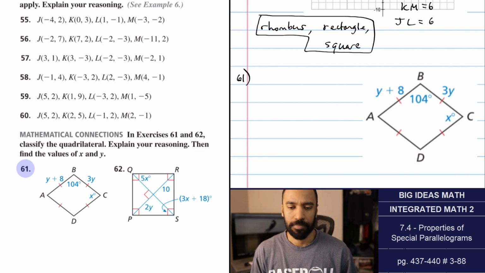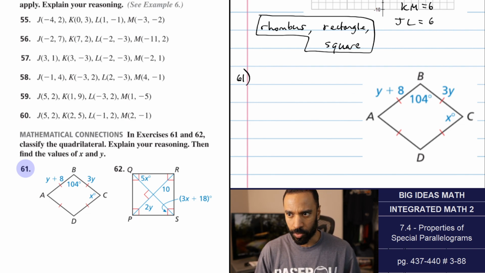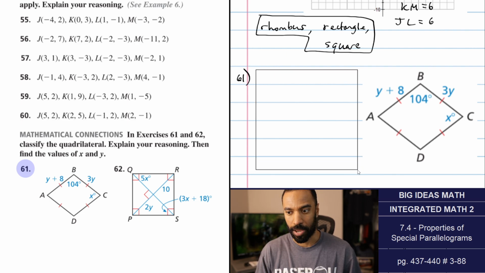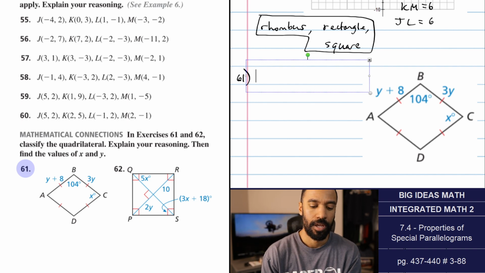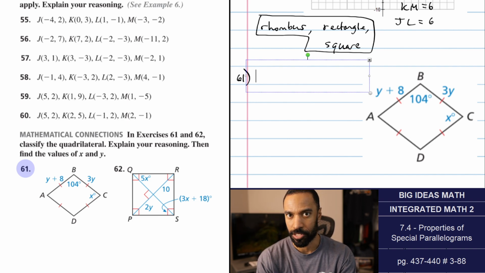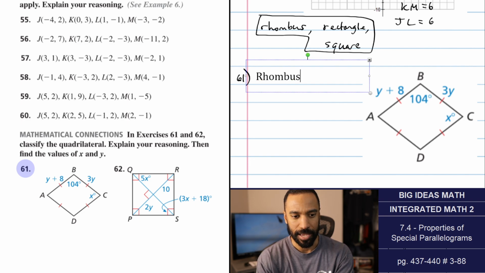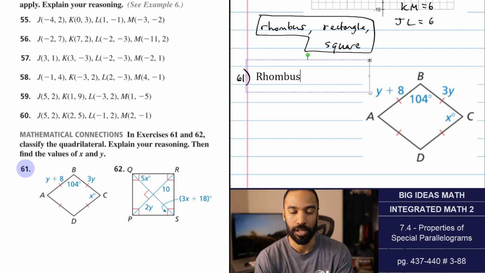Well, this is a rhombus. Now, notice they did say classify the quadrilateral. We don't know it's a parallelogram, but this goes right back to what I was just about to say about the proofs we have to do later. A quadrilateral with all congruent sides is a rhombus. Now, when they say classify it, they also want you to do the most specific one.